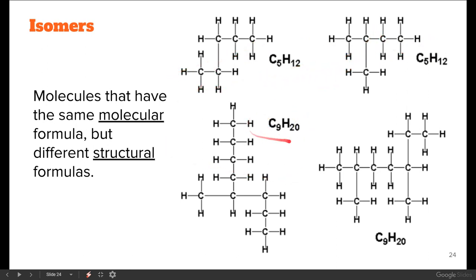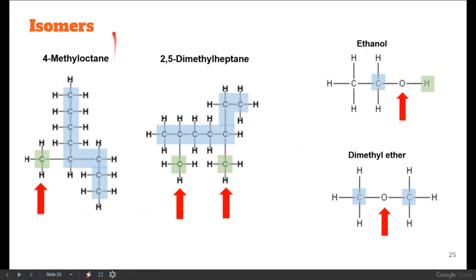Same thing with this C9H20 right there. They are the exact same molecular formula, but they are different molecules because they have different structural formulas. Okay, that's something to keep in mind as well. All right, let's look at these. You're not going to worry about naming these yet. I'll teach you how to name these here in a little bit.